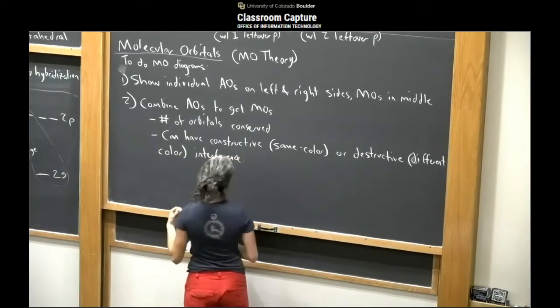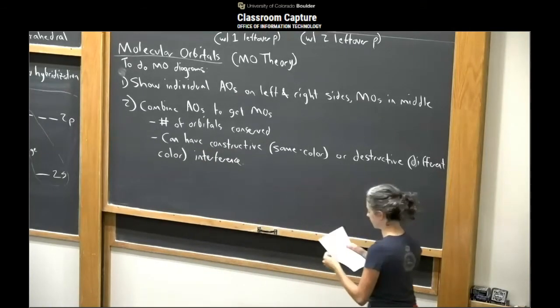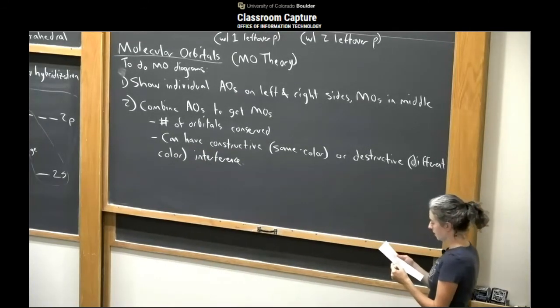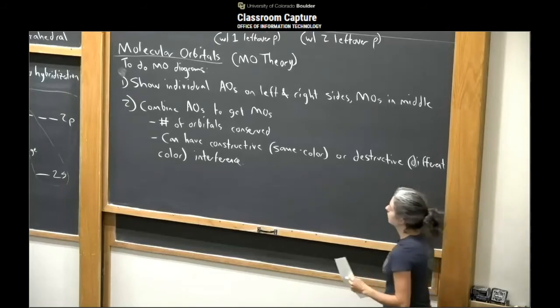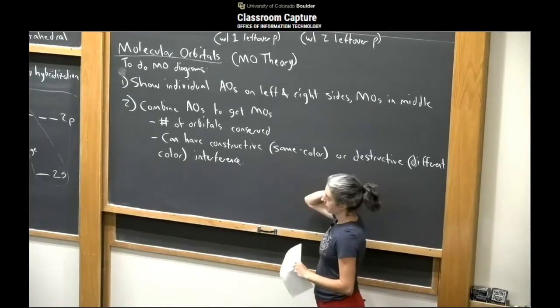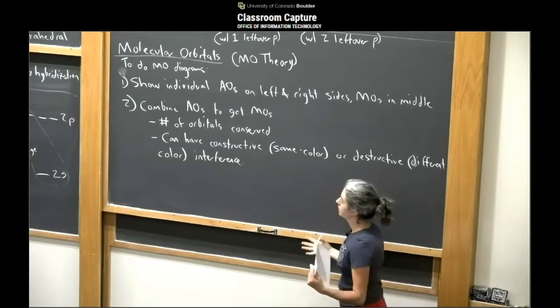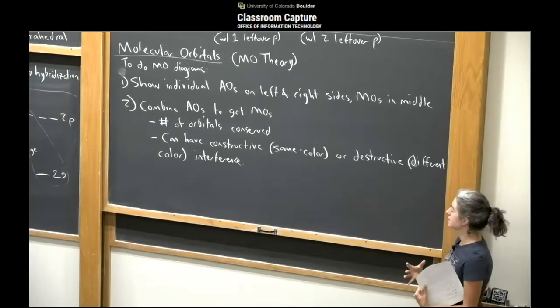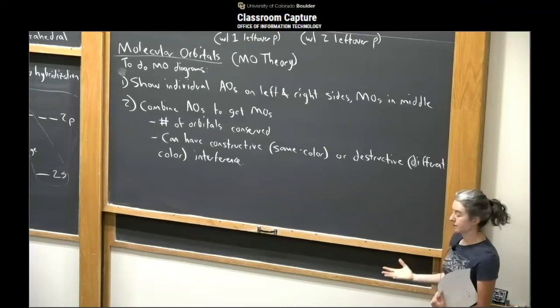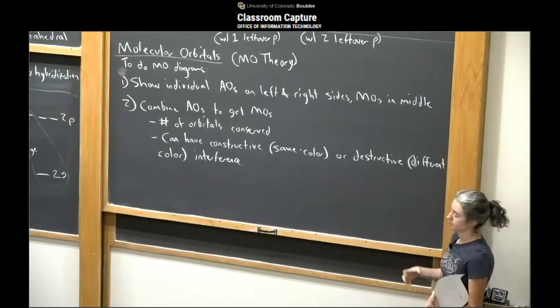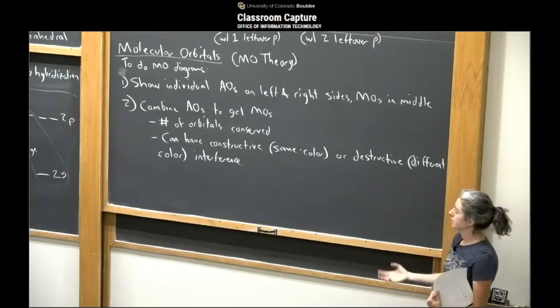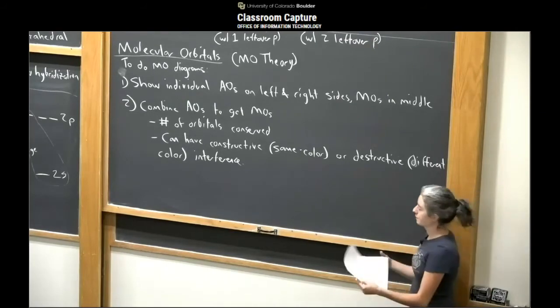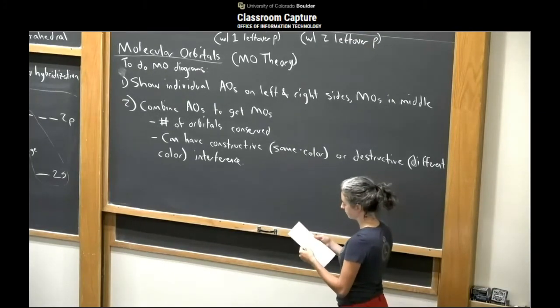Okay, so this is called constructive interference or destructive interference. For a given pair of AOs coming together, you've got two different ways they can overlap. One is going to be constructive, one's going to be destructive. And that's actually how you get the two new orbitals from combining two atomic orbitals: one good overlap and one bad overlap option. Okay.